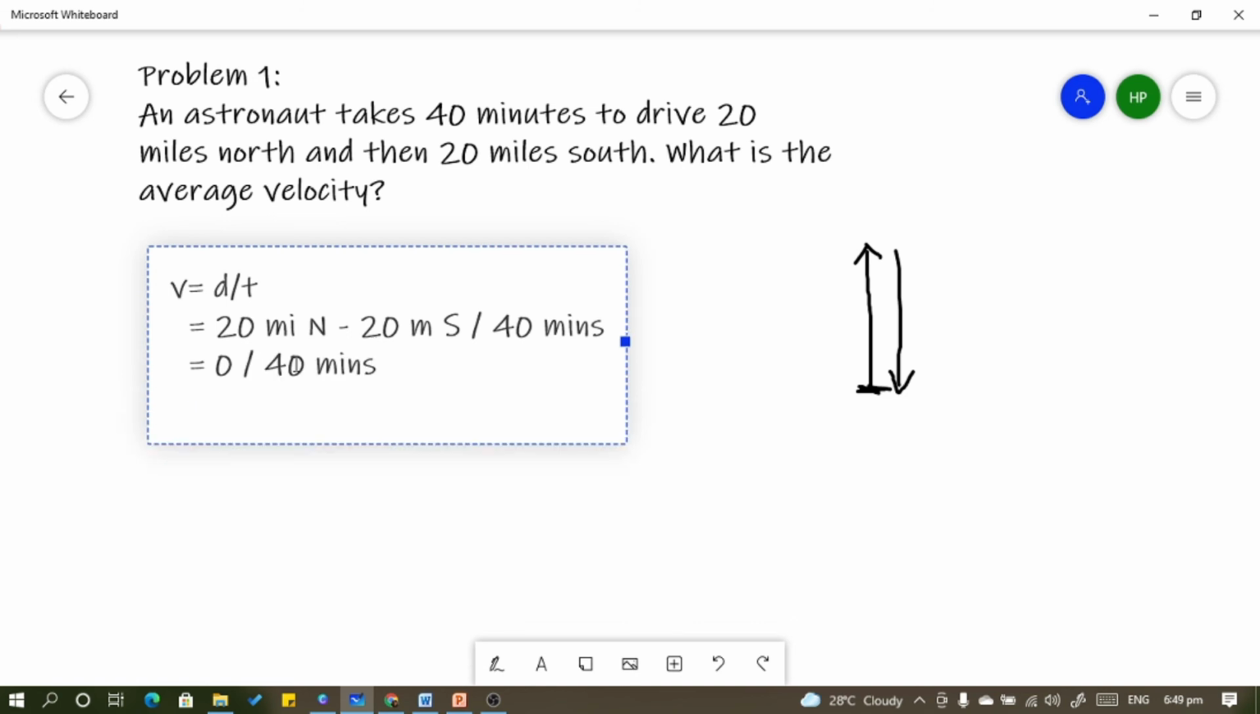It is because from the starting point, the astronaut just went back. So we cannot identify the direction because he just went back to his starting point, even if there is time given. So the average velocity of the astronaut is 0.